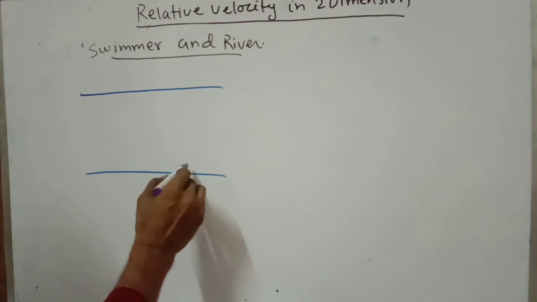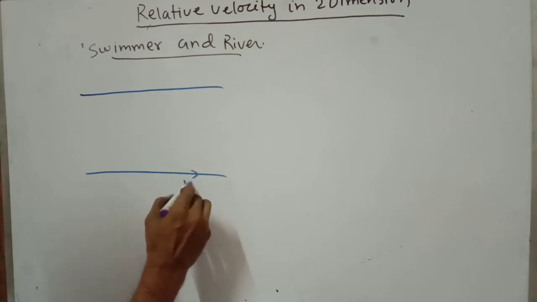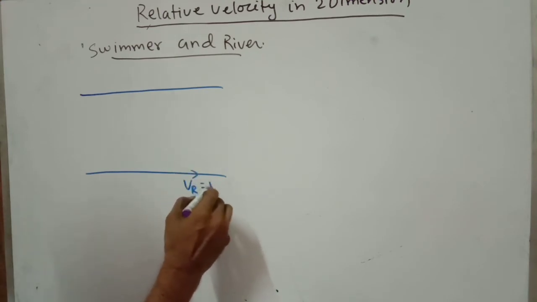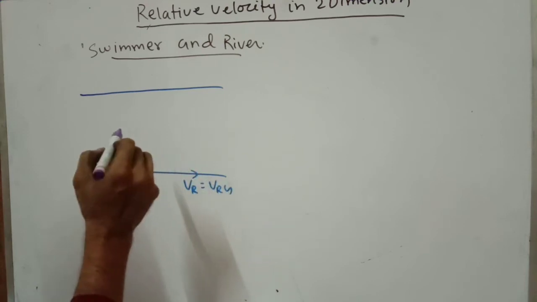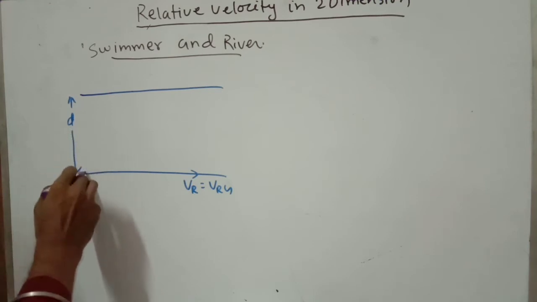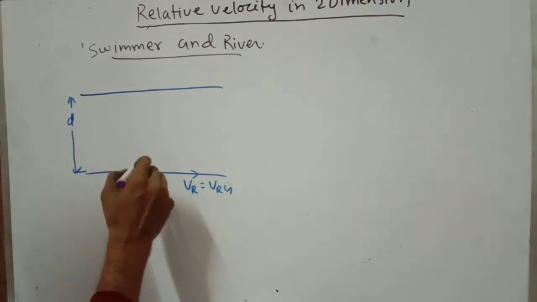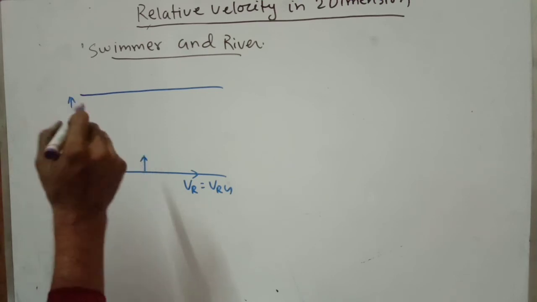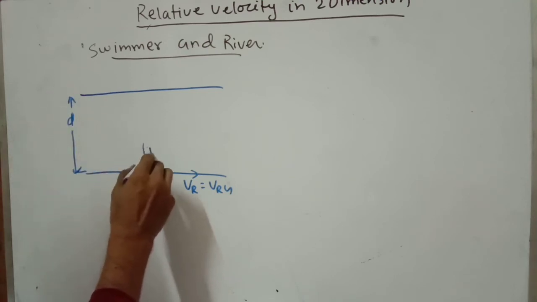Okay, the velocity of water in the river, let me consider Vr. So this is the velocity of the river with respect to the ground. Okay, and now we consider the width of the river is d. So now our swimmer will start swimming straight forward with velocity, let's say Vs.